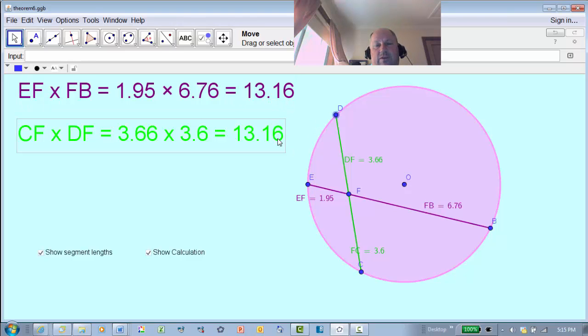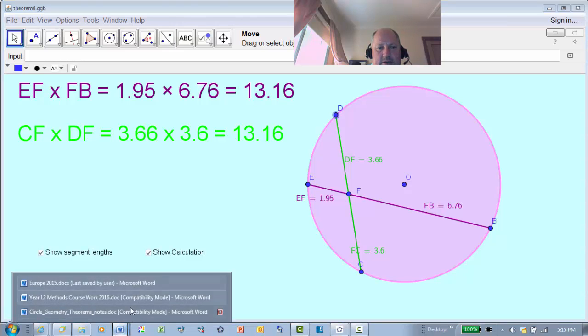So the theorem in fact is: the product of the two segments of one intersecting chord equals the product of the two segments of the other chord. Product meaning when you multiply the two numbers together. Let's go to the work booklet.